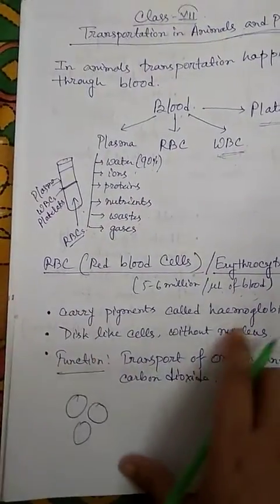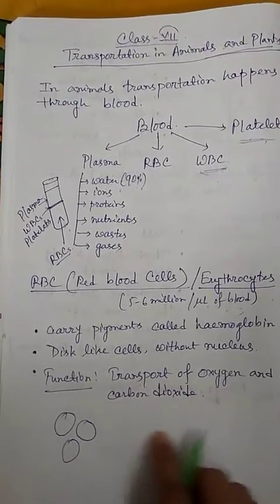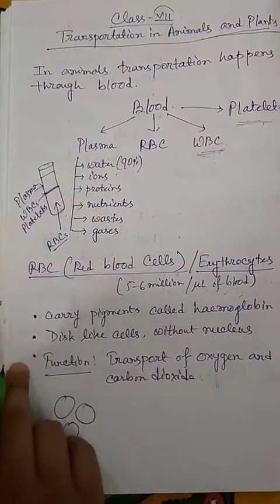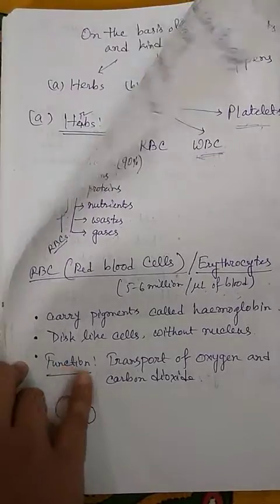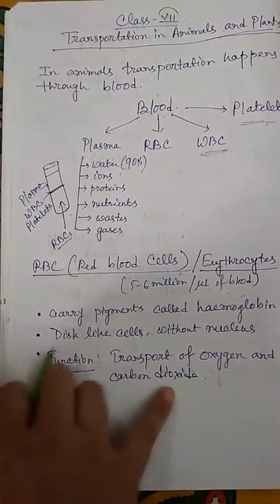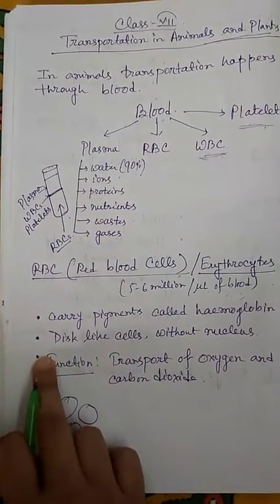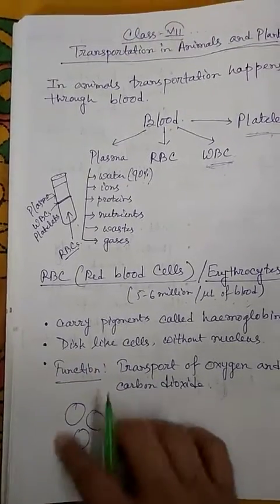What is the function of this hemoglobin? To carry oxygen and carbon dioxide. That's why blood can transport oxygen and carbon dioxide throughout our body. So this is the RBC.